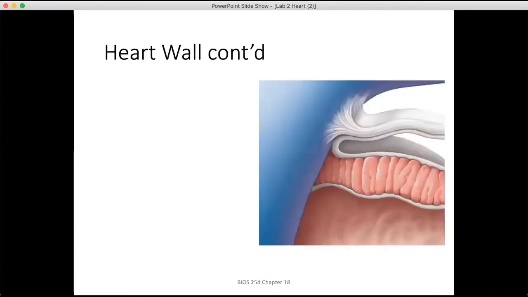Let's continue looking at the layers of the heart wall. The third or inner layer of the heart wall is called the endocardium, and it is continuous with the endothelium of the blood vessels. It consists of simple squamous epithelium and lines the chambers.